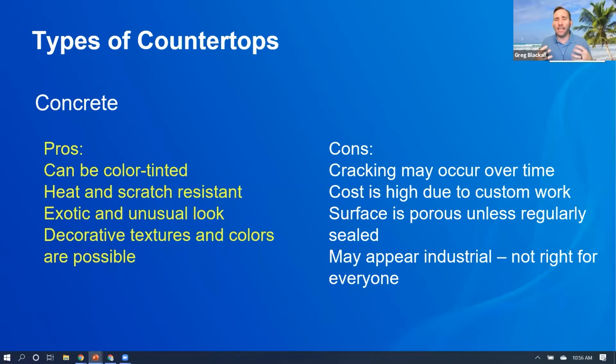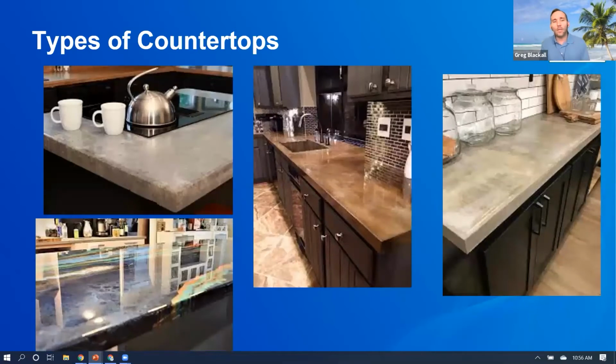It can give you a very exotic and unusual look because it's something that people are not used to seeing. You can get decorative textures and colors, but some of the cons are cracking may occur over time. It is still concrete. The cost is high due to the fact that it is a truly custom piece. The surface is porous, so you do have to regularly seal your countertops because, again, concrete is porous. And it may appear industrial and not right for everyone. But when you look at this, how beautiful are some of these countertops? It is truly unique.